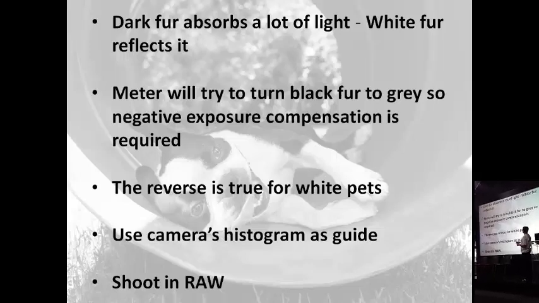So we will then try to turn the black fur to the 18% grey, as I've mentioned, and the reverse is then true for white bits. I've mentioned that earlier with the exposure compensation. Use your camera's histogram. When you take the picture and it shows you that graph, use that as your guide, because you can quickly have a look and see whether it's overexposed or underexposed, and then you can just play around with your settings according to that.